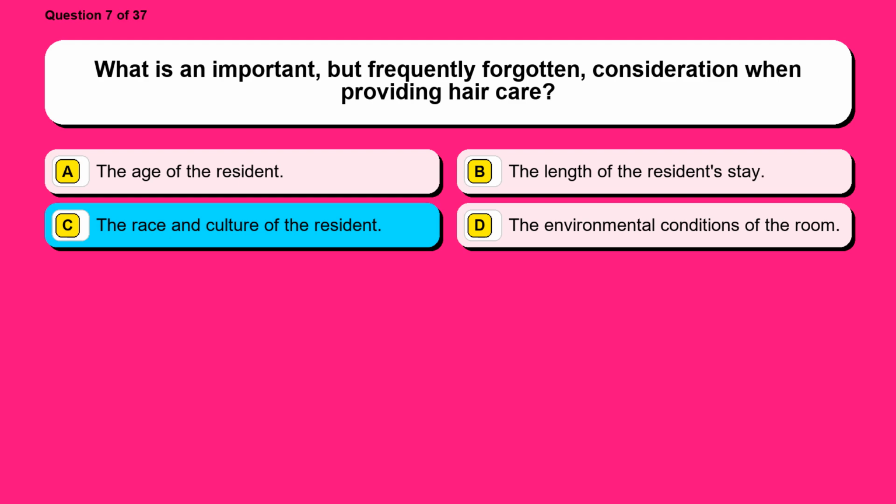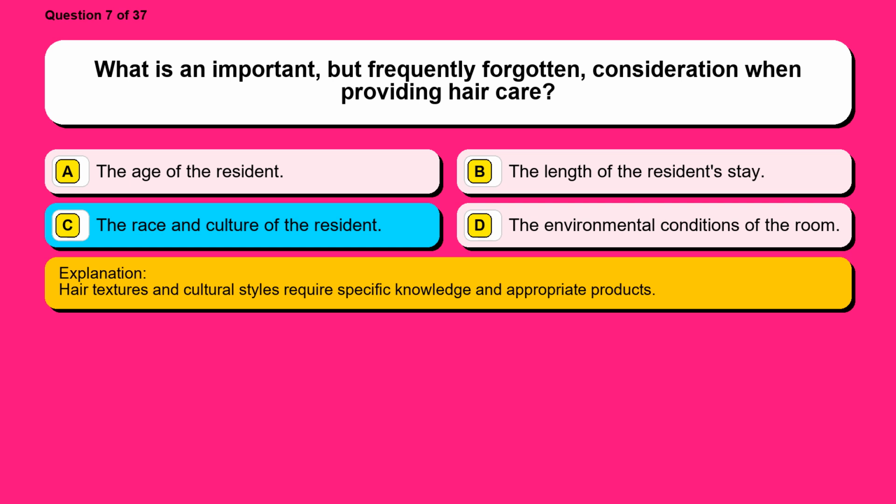The correct answer is option C. The race and culture of the resident. Hair textures and cultural styles require specific knowledge and appropriate products.